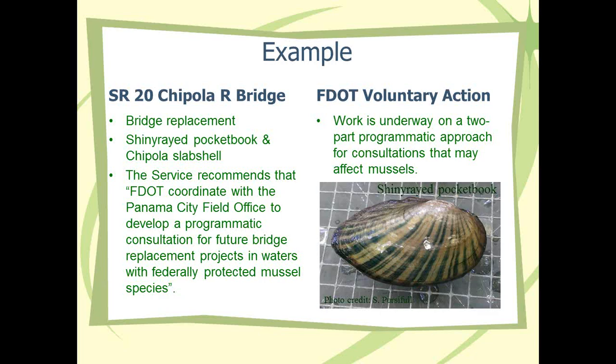I think D3 was thinking the same thing. Federal Highways was thinking the same thing, and so the central office. So really we're all on the same page that this might be a good step in moving forward. So work is now underway on doing a 2-part programmatic agreement for consulting on mussels. First looking at the low impact activities that DOT does in mussel habitat, and hopefully eventually getting to the point of doing a formal consultation.